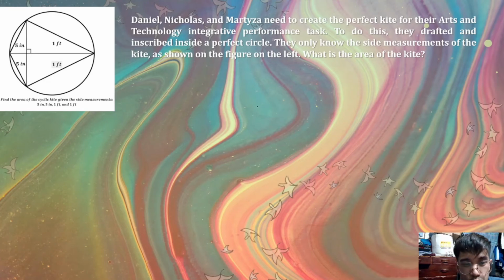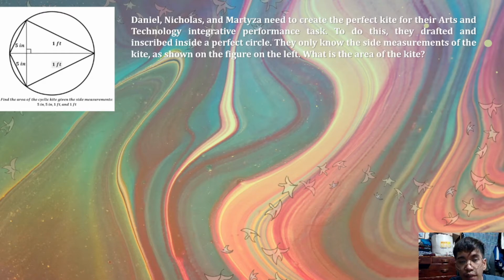For this video lesson, we'll try to discuss a special problem on area. So we have here a cyclic quadrilateral or a kite inscribed inside of a circle. We call it a cyclic kite.